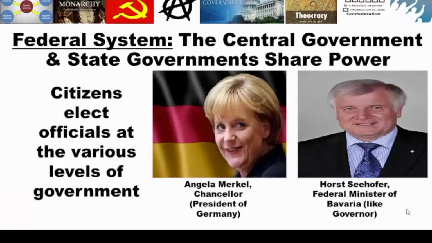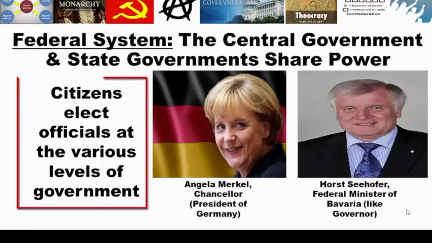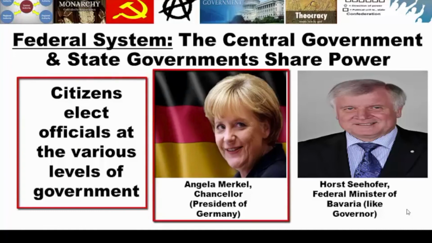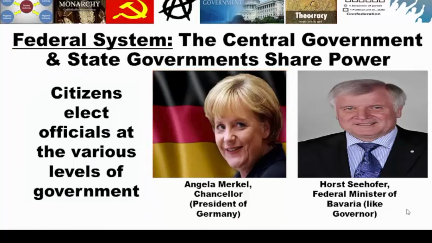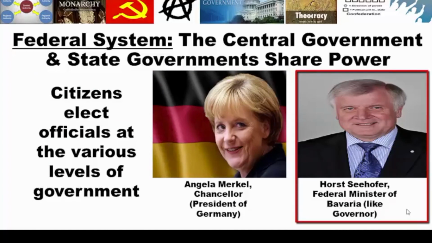In a federal system, the people elect their leaders on the various levels of government. Here is the executive for Germany, Chancellor Angela Merkel, and she is like the president for the country. And the people who live in the state of Bavaria, Germany, have another executive, Horst Seehofer, who would be like the governor of a state.